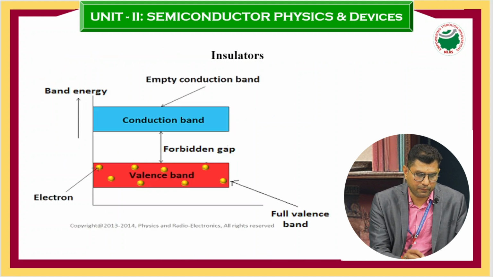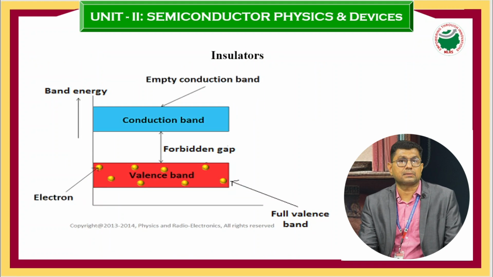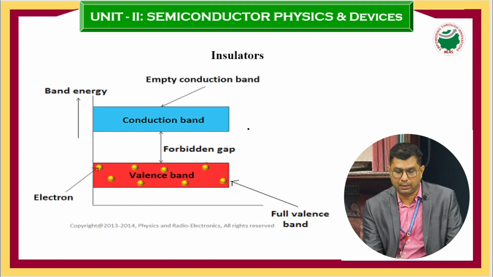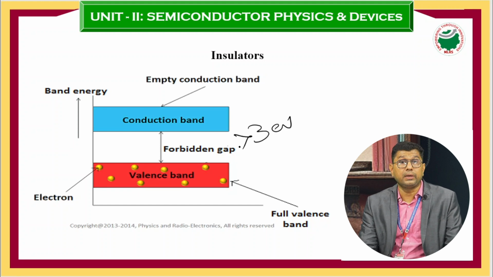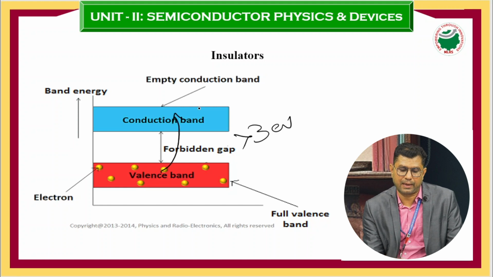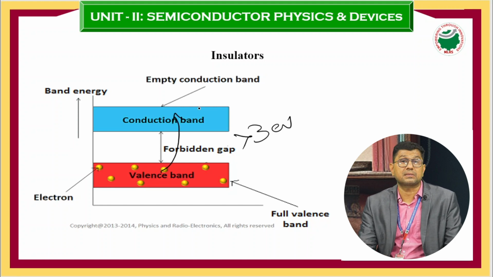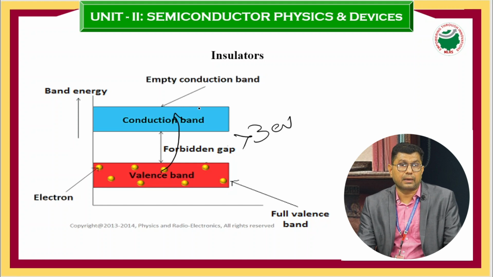The second type of materials are insulators, where the energy gap between the valency band and conduction band is very high, usually greater than 3 electron volts. So you need to supply that much energy to excite electrons from the valency band to the conduction band, but supplying that much energy is very difficult. But in nature, certain materials like insulators can be converted into conductors by supplying very high energy.